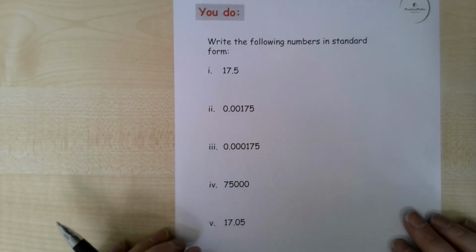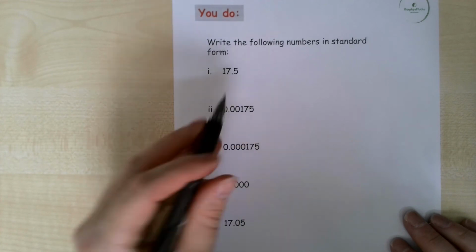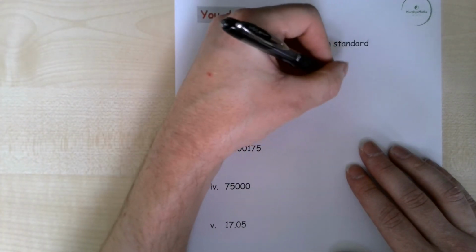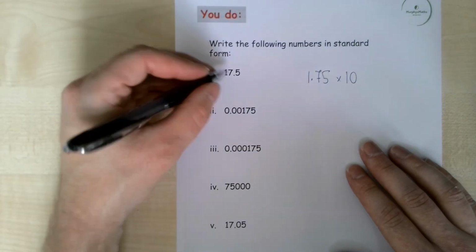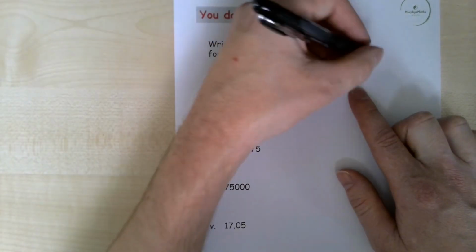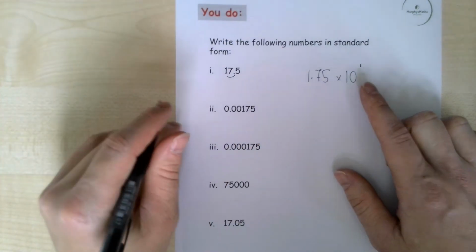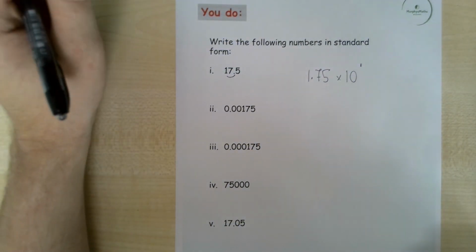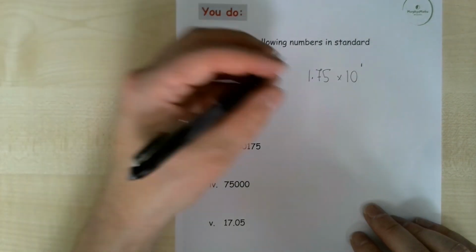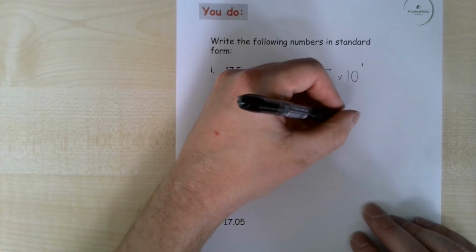Right guys, let's see how you did on these. So on the first one, 17.5, that would be 1.75 multiplied by 10. We moved it once, so you can leave that as a 10, or if you had 10 to the power 1, that is exactly the same thing. That is perfectly correct.